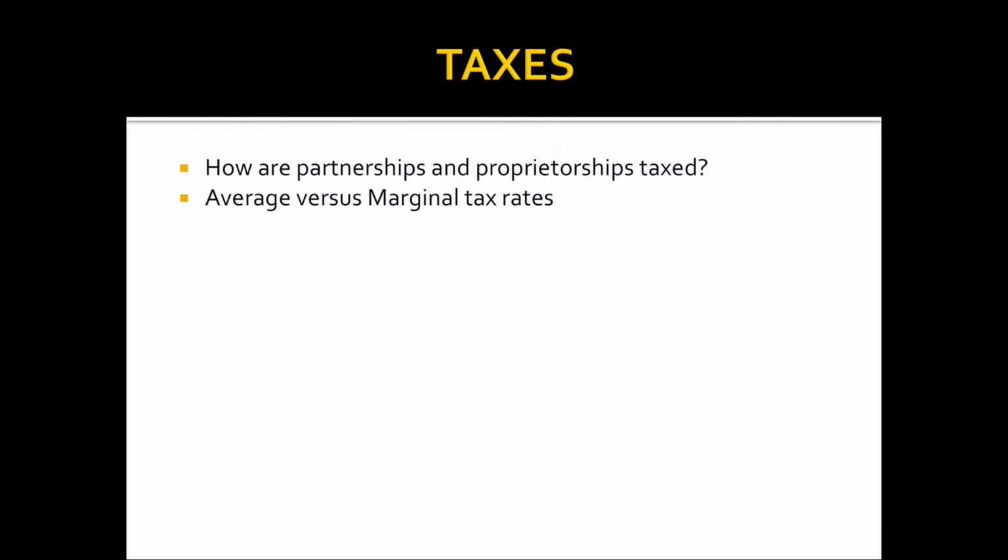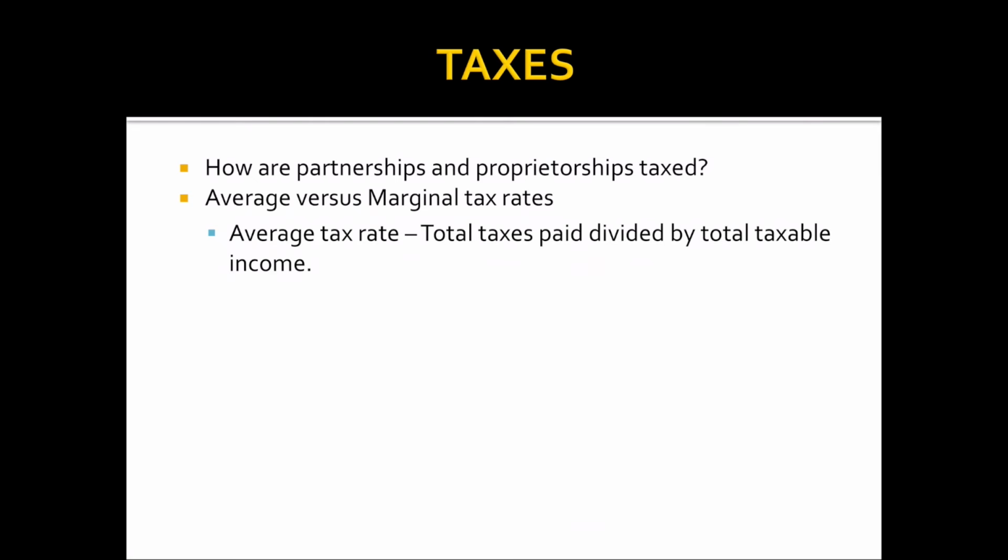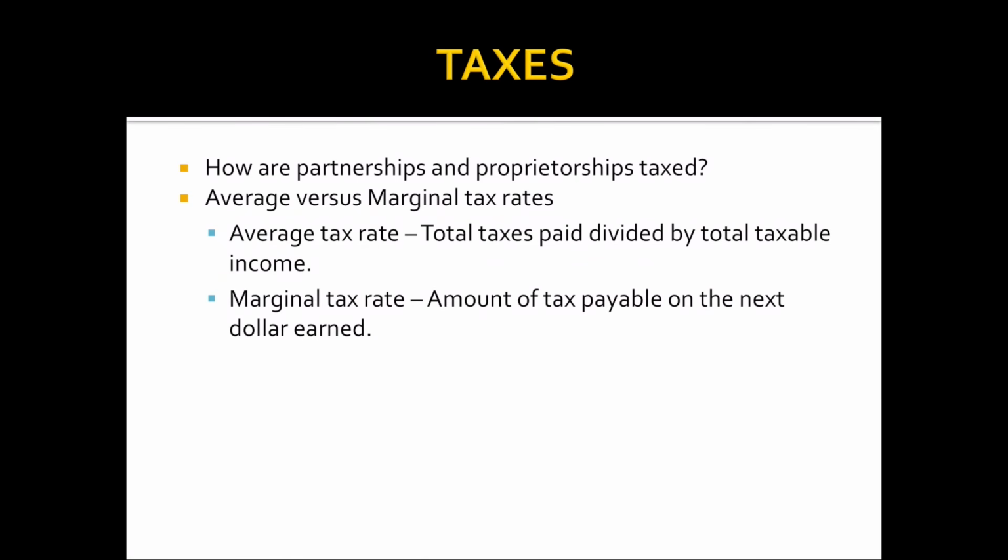Now, this personal tax is taxed on what is called a progressive tax schedule. When you have a progressive tax schedule, there are two different types of rates that you must understand: the average tax rate and the marginal tax rate. The average tax rate is the total taxes paid divided by total taxable income. The marginal tax rate is the amount of tax payable on the next dollar earned. This may be a little confusing right now. On the next slide, I have this progressive tax schedule, and I can showcase what the difference is. But make sure you know these two definitions. It is important.